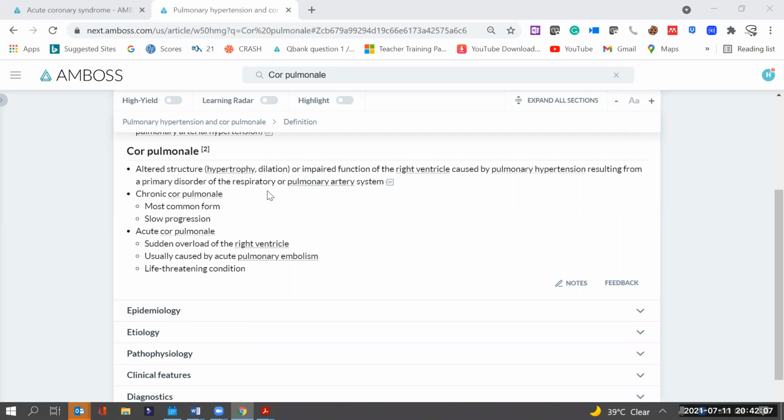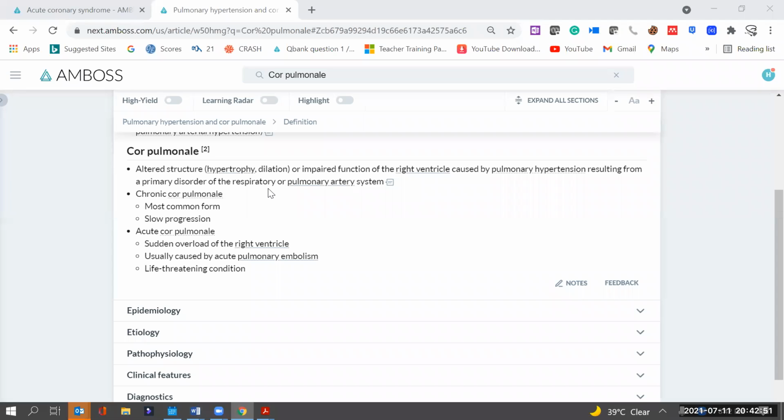So there may be two reasons for cor pulmonale. Maybe there is some respiratory dysfunction, mostly COPD. Patients who have COPD can develop pulmonary hypertension, and that pulmonary hypertension can lead to cor pulmonale. Or there may be a pulmonary artery system problem, that is simple pulmonary hypertension. If the patient has pulmonary hypertension, that can lead to cor pulmonale. So for cor pulmonale, remember two things. The one thing which is very obvious is that there is dysfunction in the right ventricle, only in the right ventricle. Always think of dysfunction only in the right ventricle. And why is there dysfunction in the right ventricle?